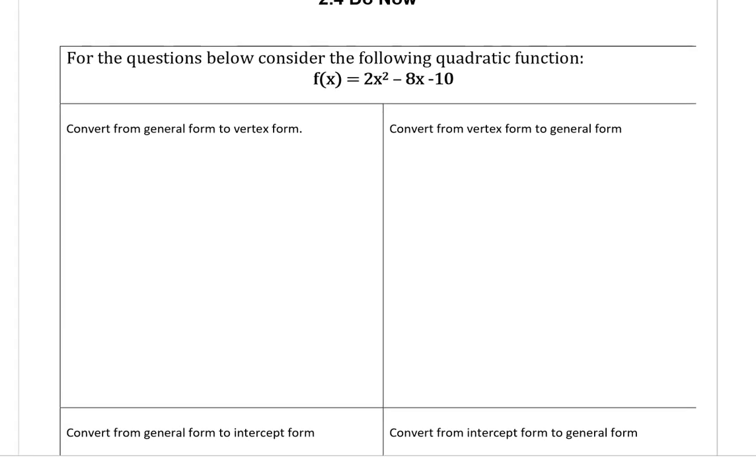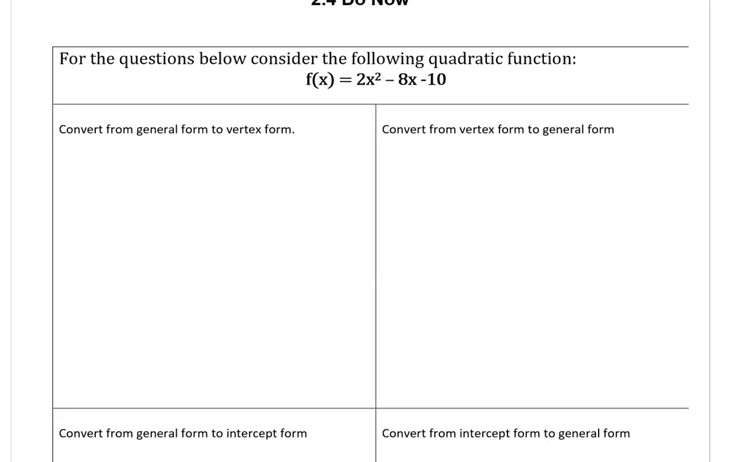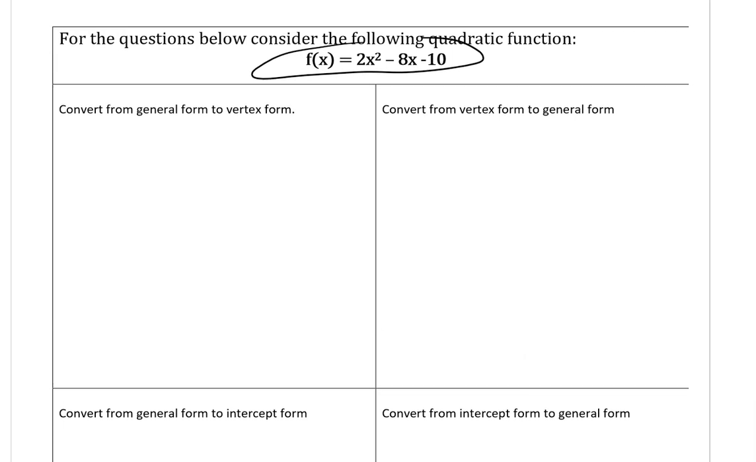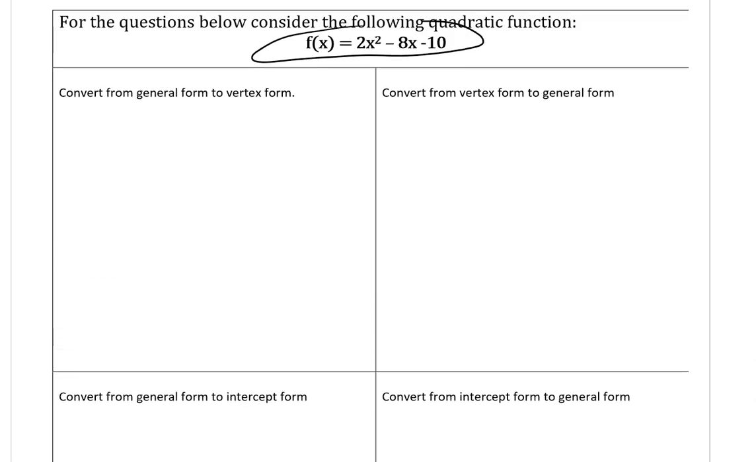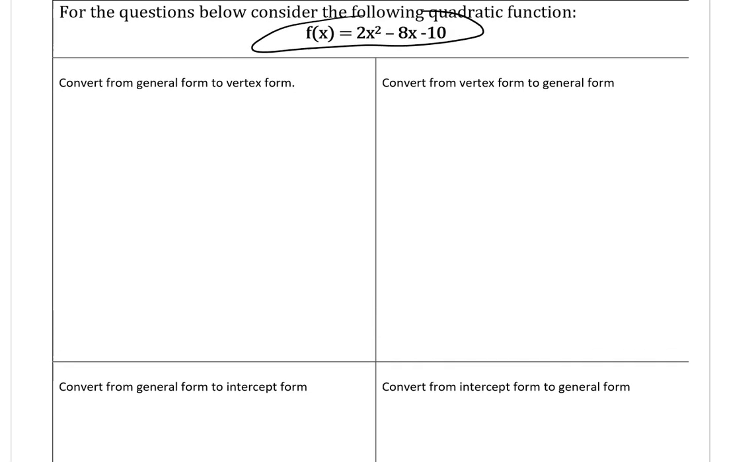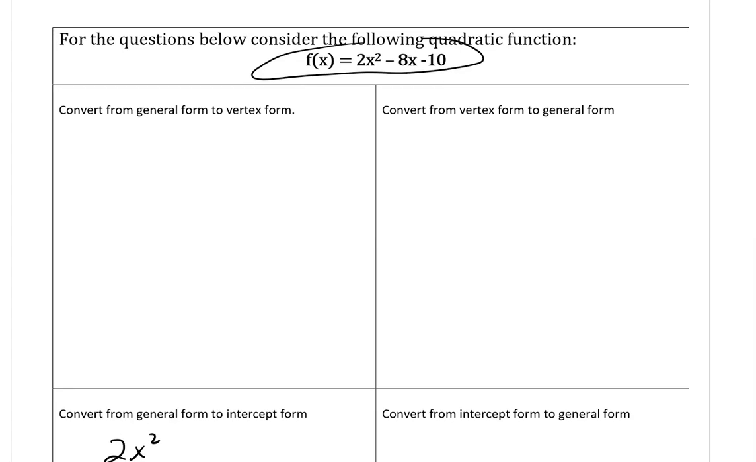Well, we want to go from general form to vertex form and vertex form to general form, all for this quadratic. And then we also want to go from this general form to intercept form, and I guess that's the factored form, and from intercept form to general form. So 2x squared minus 8x minus 10.